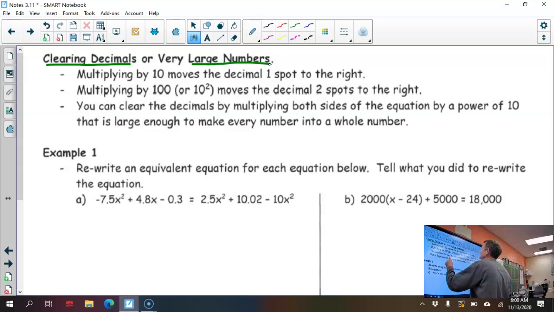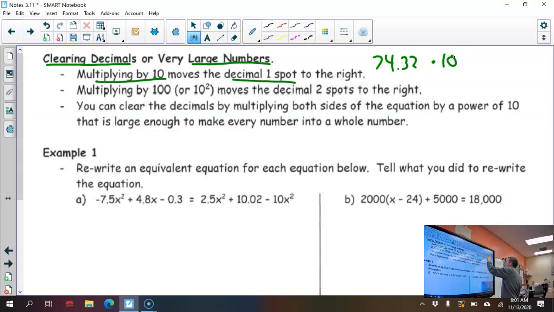Let me explain though. You guys probably know that multiplying by 10 moves the decimal one spot. Like if I had 74.32 and I multiplied that times 10, that would equal 70. I blew that one already, didn't I? How about 743.2? I have moved the decimal one spot. Multiplying by 10 moves the decimal one spot.